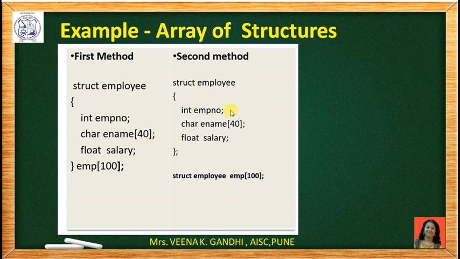Let us see an example of an array of structures using the first method: struct employee. In the curly braces, define the members employee number, employee name and salary. Employee number is int type, employee name is a character array of size 40, and salary is a float type. After the closing braces, create the array emp having size 100. Now in the second method, completely define the structure, give a semicolon here. After that, struct tag name employee and array name emp having size 100.